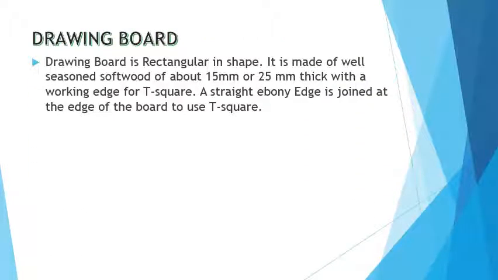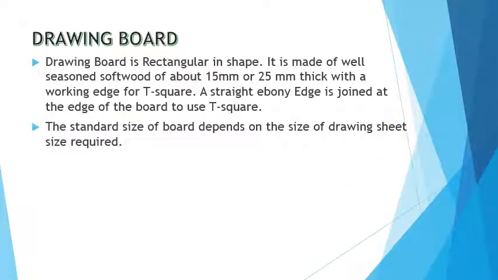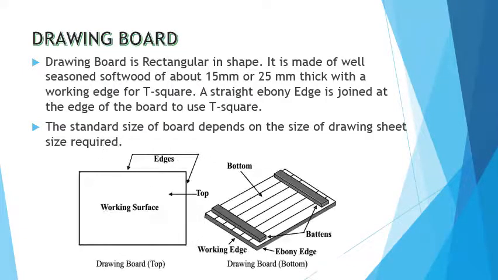Drawing board. The drawing board is rectangular in shape and is made of well-seasoned softwood of about 15 or 25 mm thick with a working edge for T-square. A straight ebony edge is joined at the left side of the drawing board to use the T-square. The standard size of the board depends on the size of the drawing sheet to be used. Here in the diagram we can see on the left side the top working surface of the drawing board with a straight edge on the left side of the board, and on the right side we can see the bottom surface of the drawing board with multiple battens attached by the joint of tongue and groove.